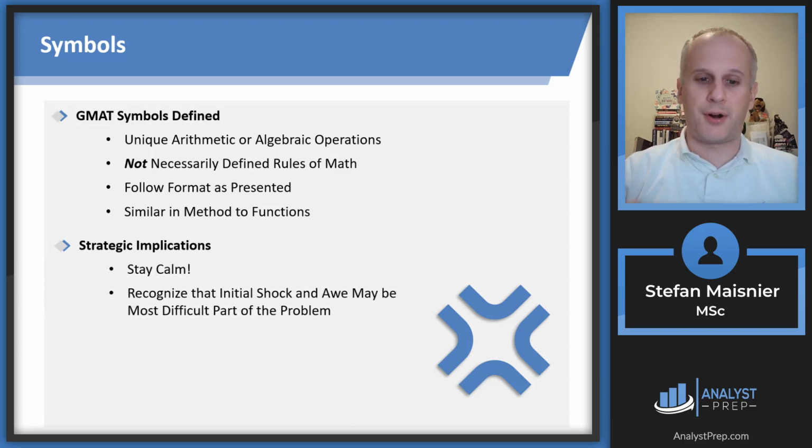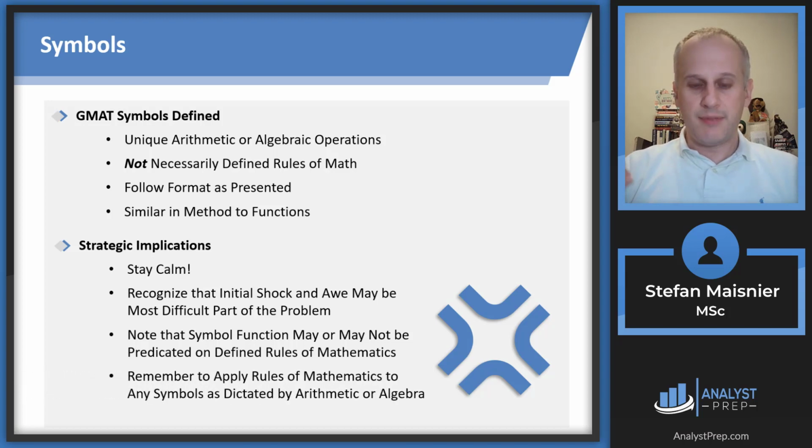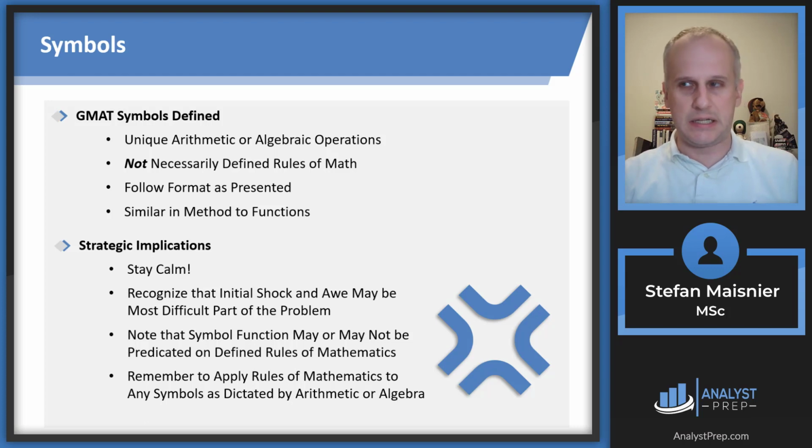First, you have to stay calm. The primary way that the GMAT generates difficulty from these weird symbol problems is just the initial shock and awe, trying to a degree to overwhelm you with, what am I looking at? Remain calm, and it's usually not as complex as it initially seems. Now, the symbol function may or may not be predicated on defined rules of mathematics, and you can have all sorts of different definitions, all sorts of different applications. You just have to follow whatever the rules are. That said, you do have to apply things like PEMDAS ordering and the basics around how addition and subtraction definitions might work to the mathematics of the symbol or the function. But you have to make sure that you're following the instructions of the function first, and then making sure it does not violate any rules of arithmetic or algebra as we know them to exist.